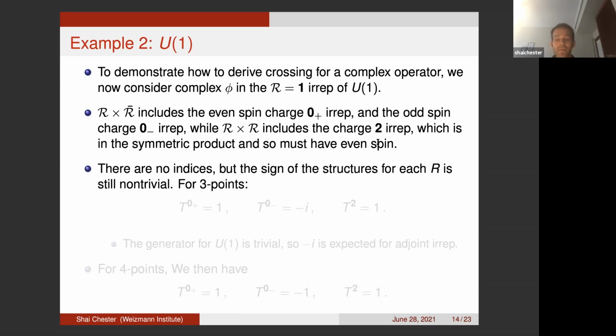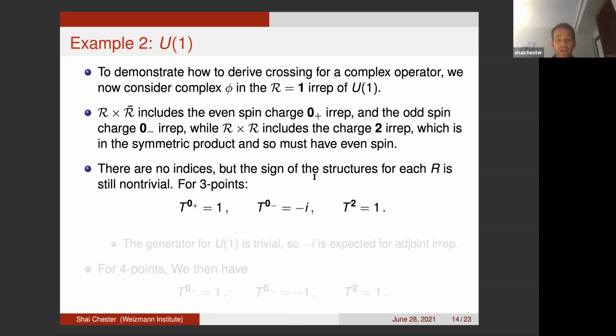but the sign of the structure for each OPE is still non-trivial. And so that's what I wanted to emphasize with this example. So like, you might think, oh, there's no indices, who cares? I'll just normalize them all to 1. If you did that, you would get the wrong answer and the bootstrap wouldn't work. So it's very important that you choose the signs correctly.